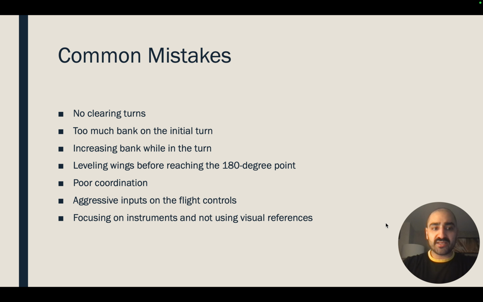And some common mistakes. I'm just going to go over 3 of them. No clearing turns, too much bank in the initial turn, and increasing the bank while you're turning. This is why we emphasize the 30-degree bank and using the rudder to maintain where the nose is, or maintain the yaw. Do not use aileron for that.